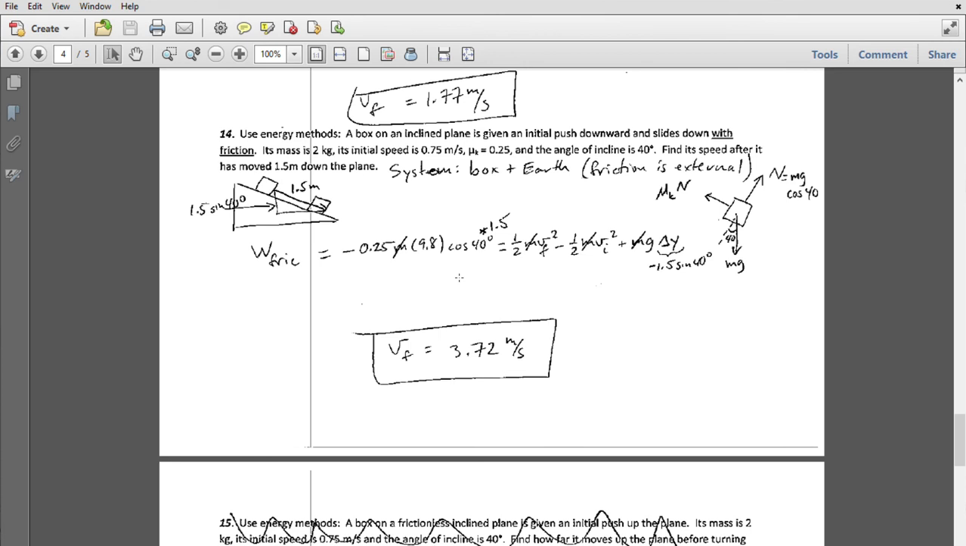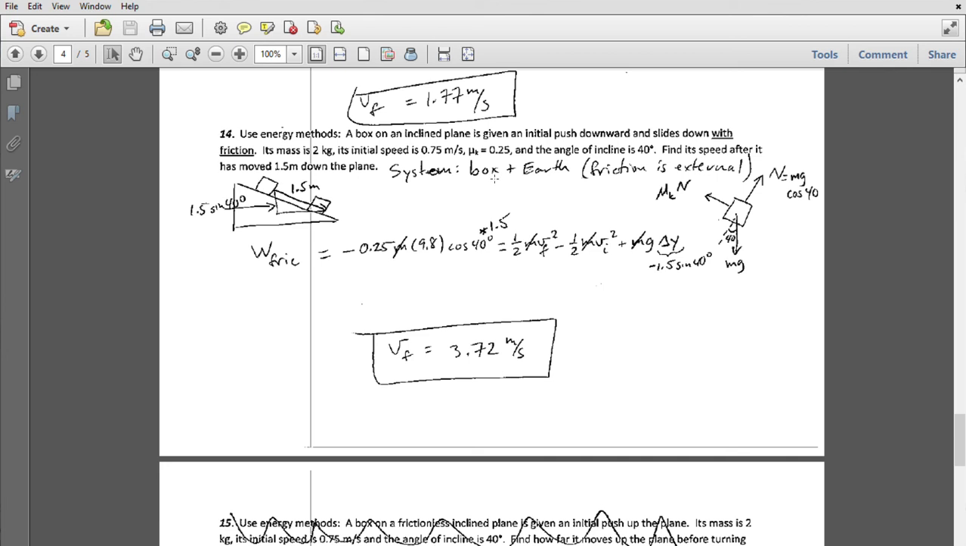A box on an inclined plane is given an initial push downward and slides down with friction. In this case, we're given the mass, the initial speed that we push it with, the kinetic coefficient of friction, and the angle of incline. Find its speed after it's moved 1.5 meters down the plane.